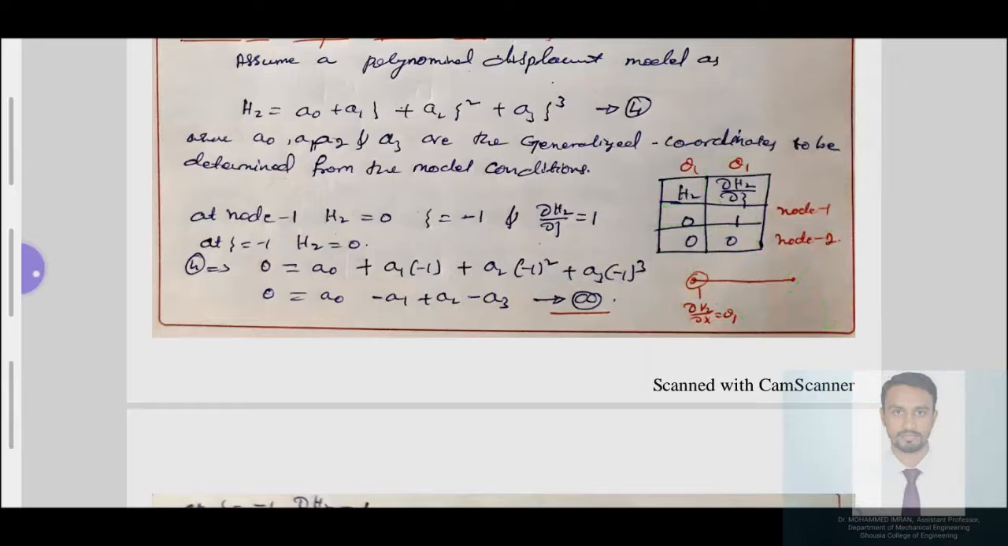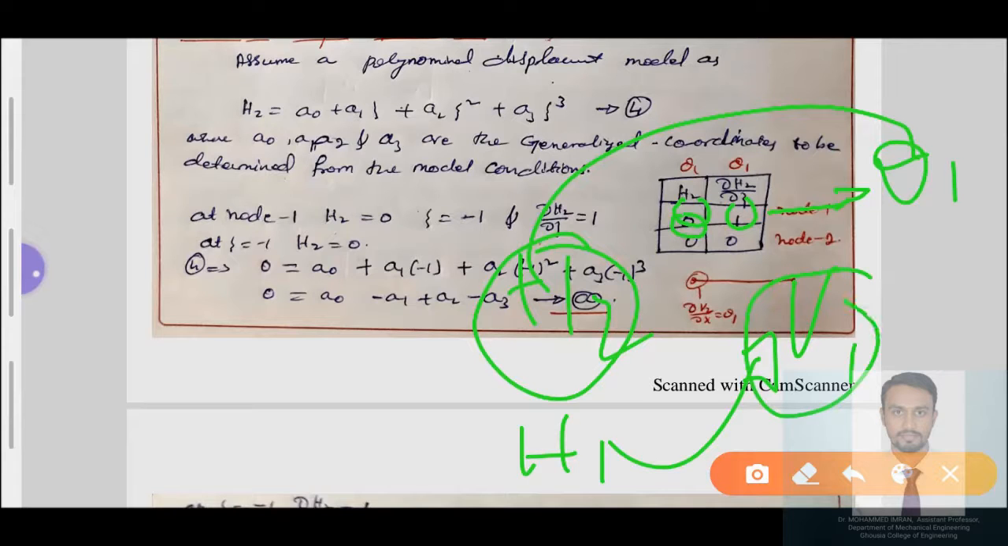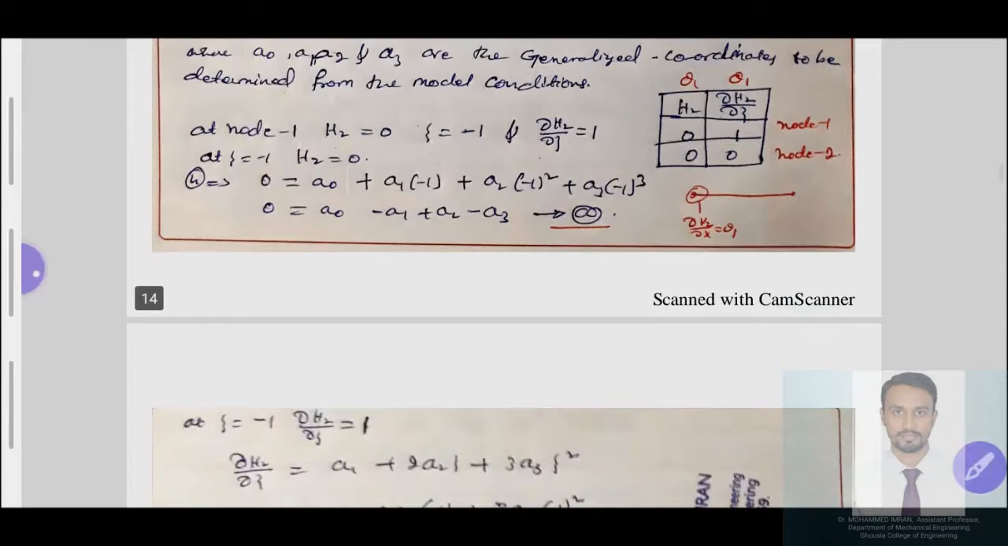In the previous case we have taken this as 1. Why? With respect to v1. Now this one is with respect to theta 1. We need to find out h2. h2 depends upon theta 1, h1 depends upon v1. That is the reason we have taken 1 for v1 and this one has been taken as 0. Now we need to find out h2. This is equal to 1 at node number 1. We have that boundary condition at node number 1.